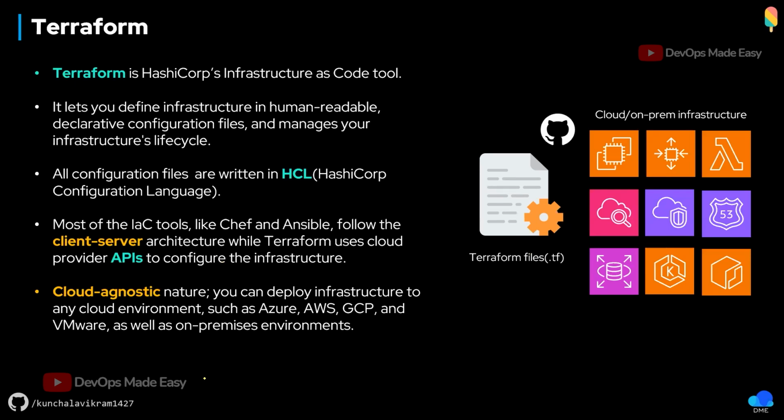Terraform is HashiCorp's infrastructure as code tool. So using Terraform, you can define the whole infrastructure in the form of configuration files, which are human readable. And what Terraform does is it will read these configuration files and manage the infrastructure for you. So we use HashiCorp's configuration language to write these configuration files, which basically end with the extension known as .tf. So we already covered this in our Terraform series.